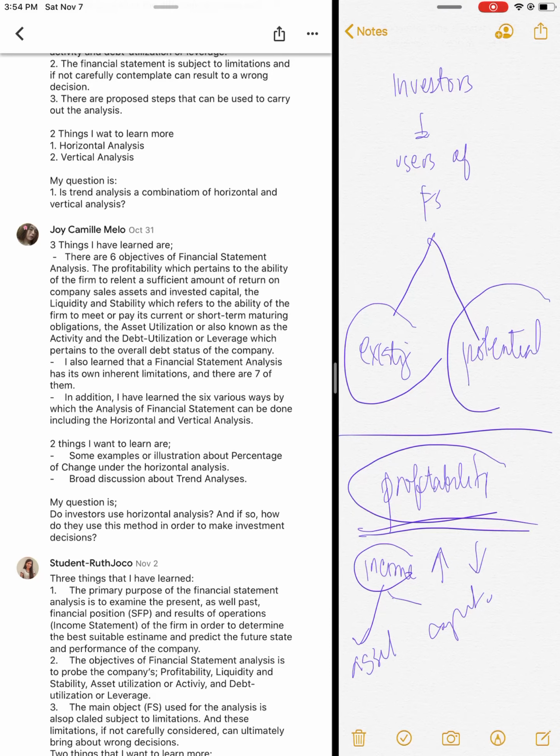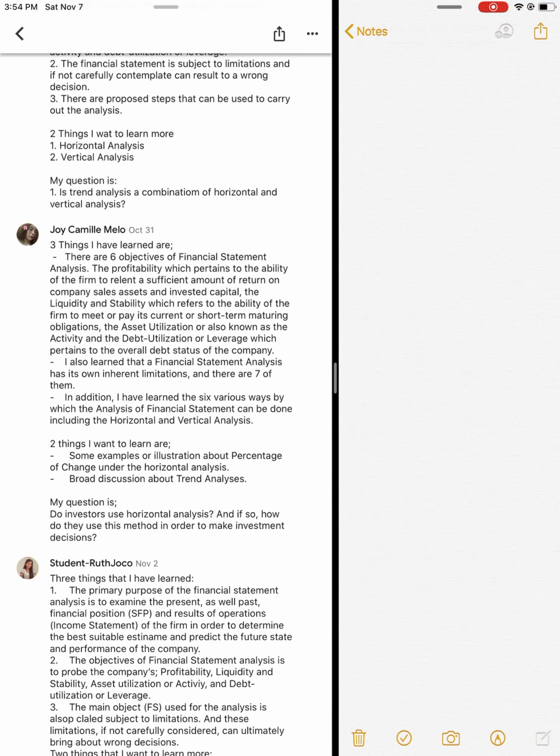That's why gumagamit tayo ng profitability ratio, so that we will know the relationship of income to assets, of income to equity. So if you are an investor, most probably you are interested in the profitability ratios of a business organization.